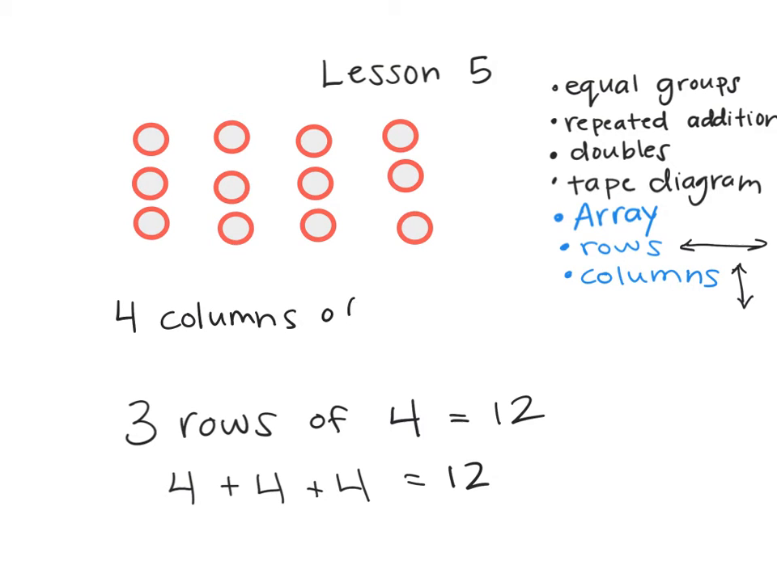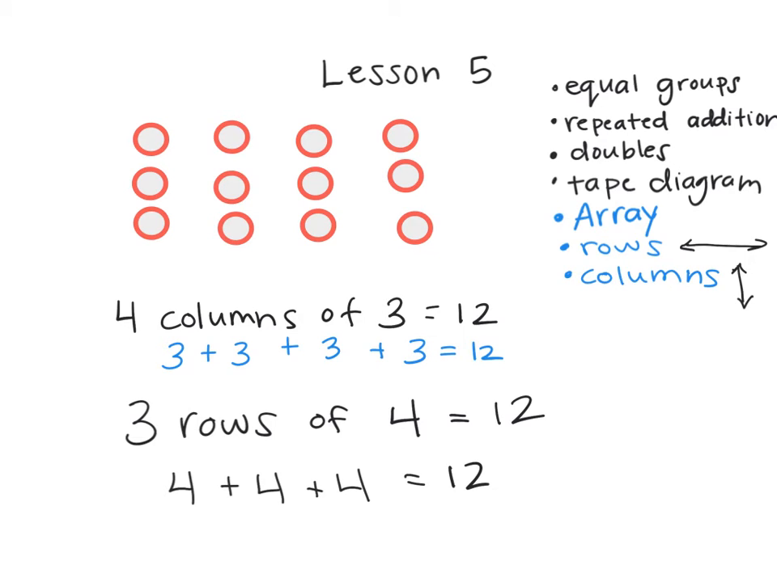4 columns of 3 still equals 12, but this time my repeated addition problem would look a little different. It would be 3 plus 3 plus 3 plus 3 equals 12, because there I would see 3, 6, 9, 12. Okay. Are there any other ways I can go about doing this?